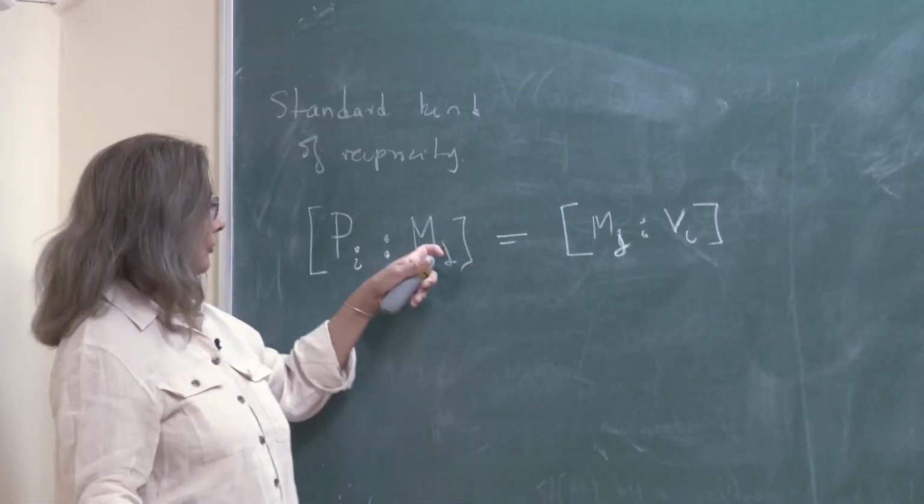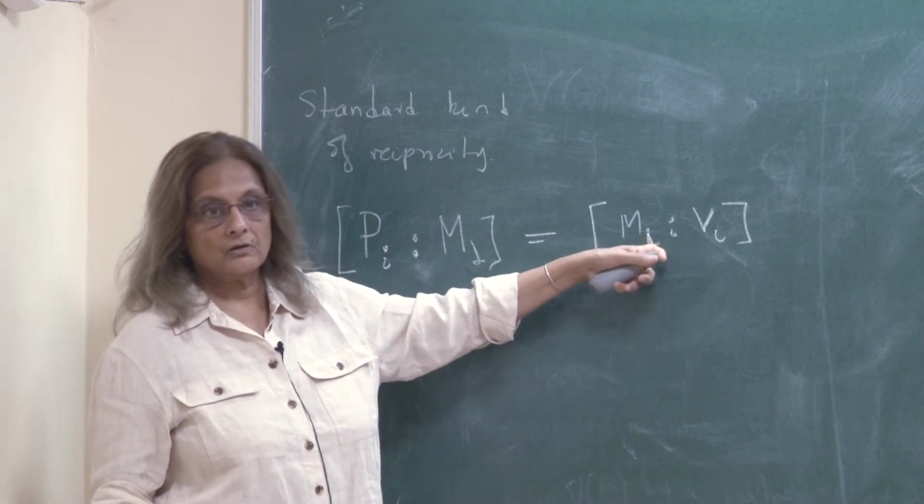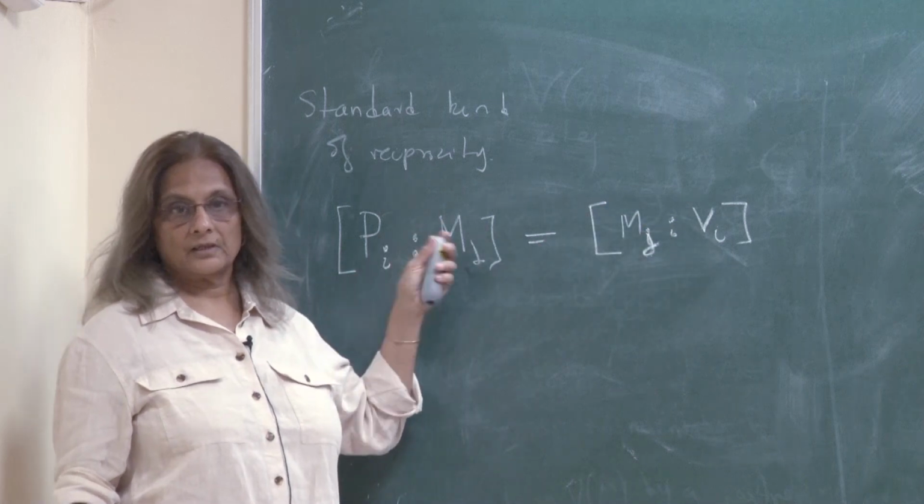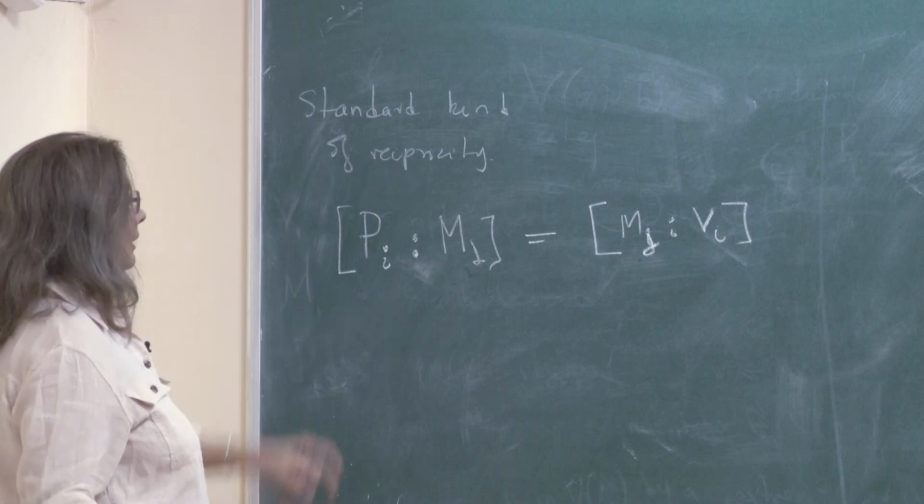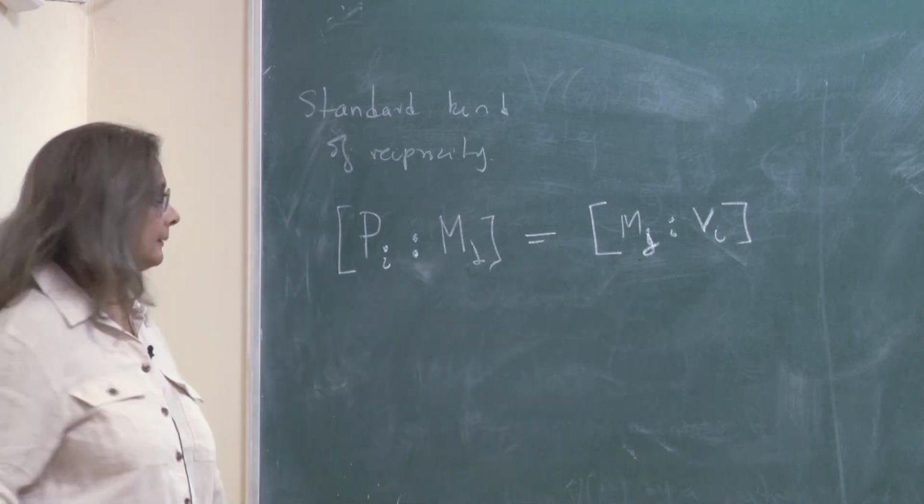So you want to know this, and instead you calculate this. You calculate the Jordan-Hölder series of Mj, and you calculate the multiplicity, and you say that those are equal. So this is one kind of reciprocity, and sometimes it doesn't work so nicely.